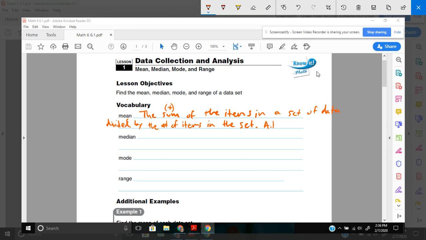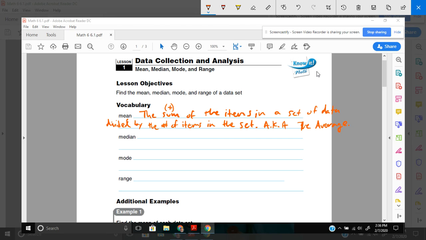So I'll put AKA, which stands for also known as the average. When you hear somebody talk about the average, what they mean is the mean. Everything, all of your data added up and then divided by how many data points you're calculating, is how you find the average. And we'll get some practice on how to do that.